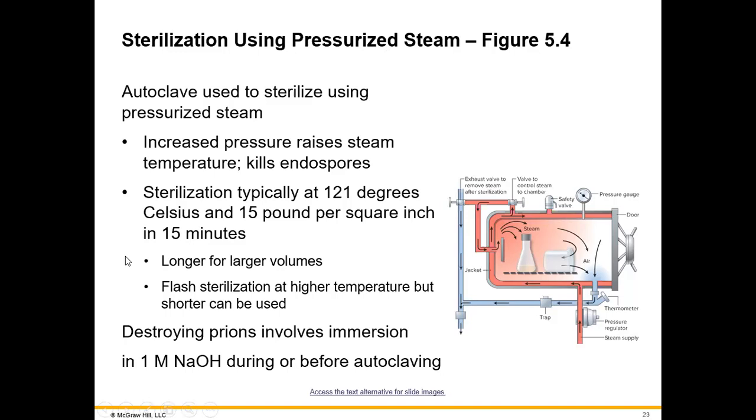Destroying prions involves immersion in 1 molar sodium hydroxide during or before autoclaving. That's how resistant prion protein is. Even though it's a simple protein, it's very difficult to inactivate.